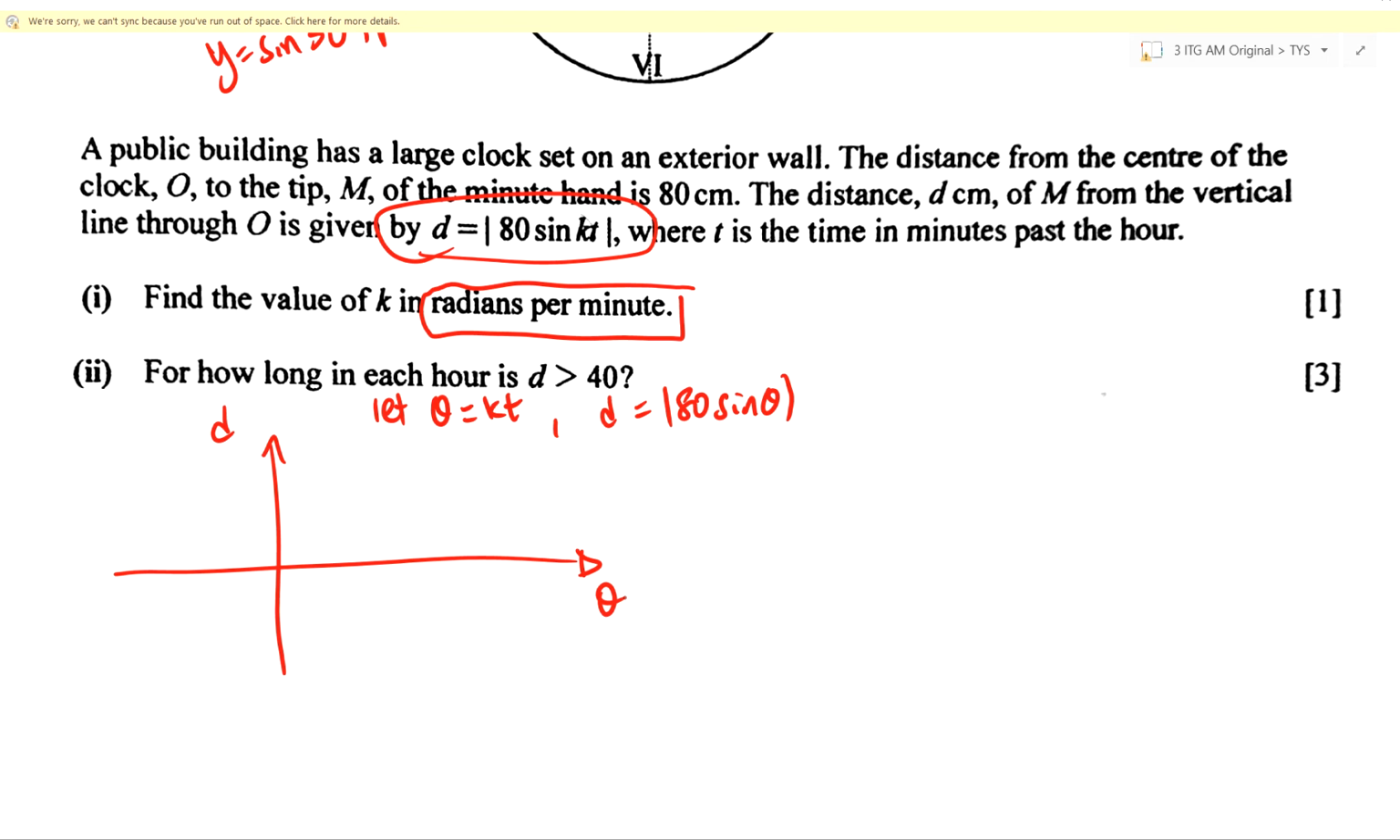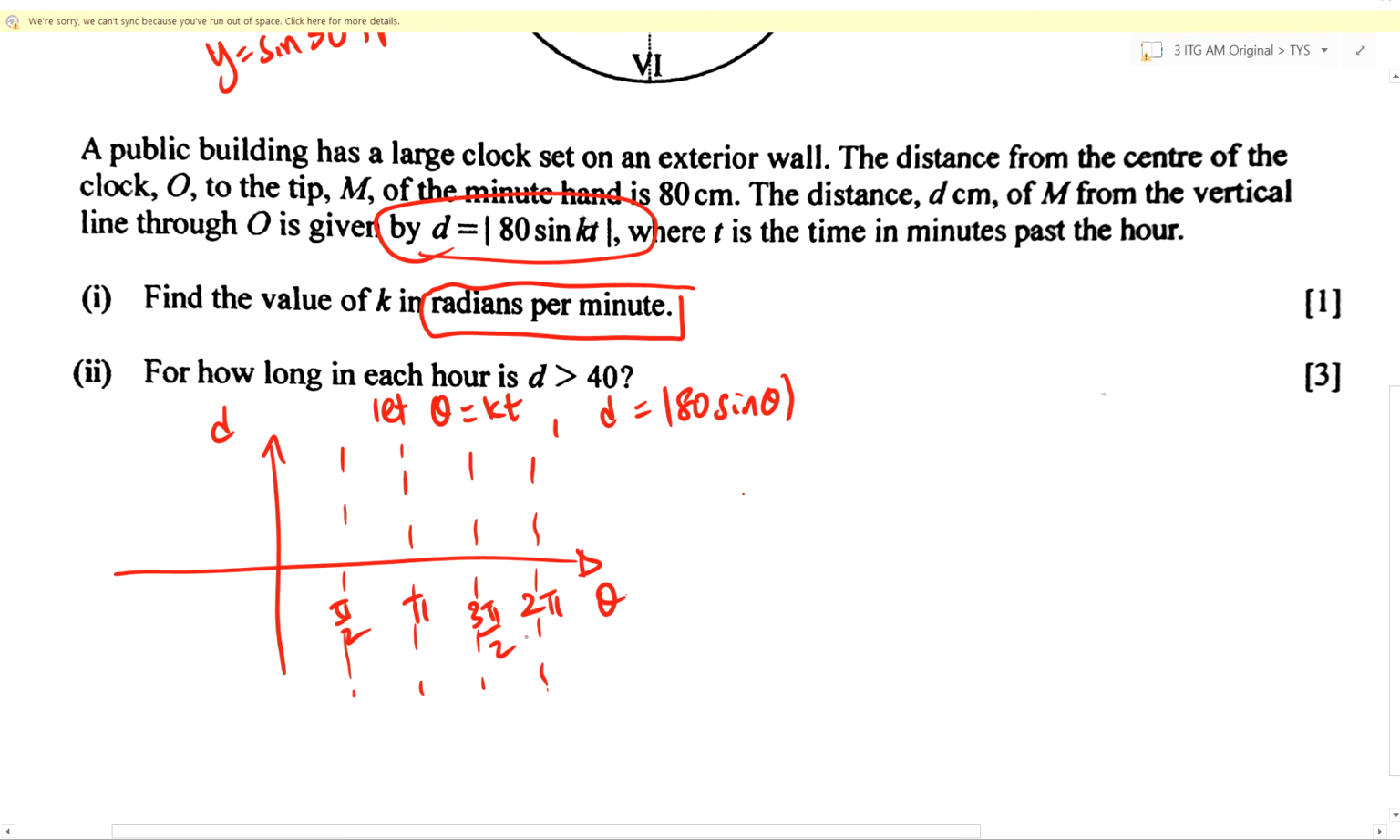So in one cycle, I'm only interested in one cycle for now, because they are talking about for how long in each hour. 1 hour, 1 cycle. So one cycle, I'm going to divide this into our standard 4 parts. 1, 2, 3, and 4 parts. In one cycle, the angle is 2 pi. This is pi, pi over 2, 3 pi over 2.